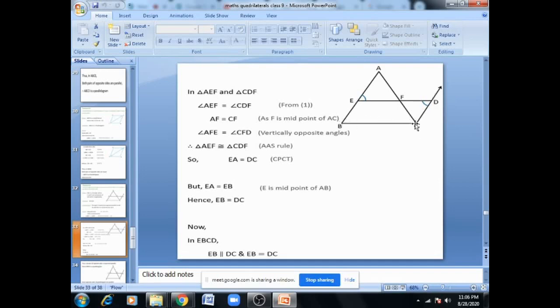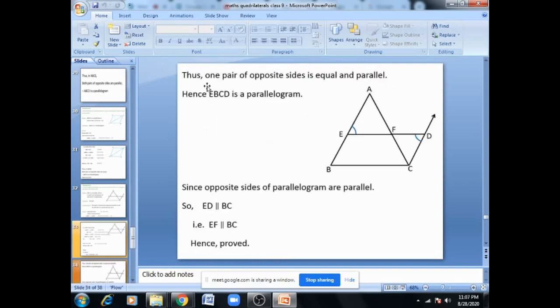So we have proved one property under which in a quadrilateral, if one pair of opposite sides is parallel as well as equal, then it becomes a parallelogram. So in EBCD, since EB is parallel to DC and EB is equal to DC, thus one pair of opposite sides is equal and parallel, hence EBCD is a parallelogram. So this figure EBCD has now become a parallelogram, and as it has become a parallelogram, the properties of a parallelogram can be applied now.